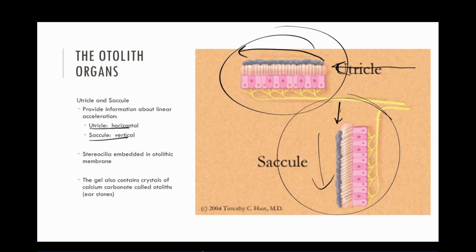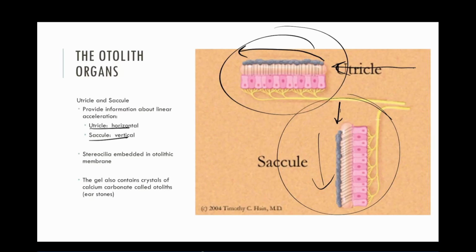certain way. Put my head all the way up. How do I know I'm looking up? The saccule bends in the opposite direction because the fluid's moving in the opposite direction. So the utricle, I know I'm going forward because I'm going this way. The gel is moving in that direction. If I go this way, the gel is now moving in that direction, and the utricle bends the opposite direction, and that tells me I'm going the opposite way.